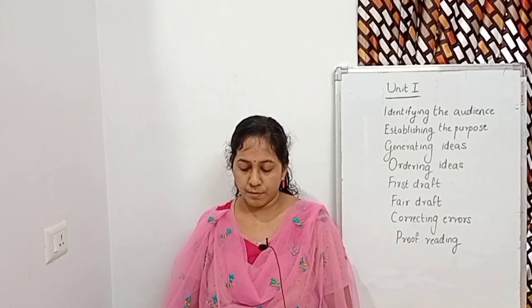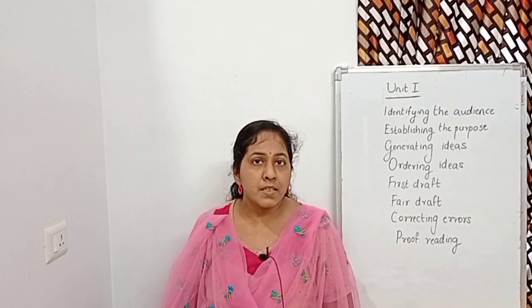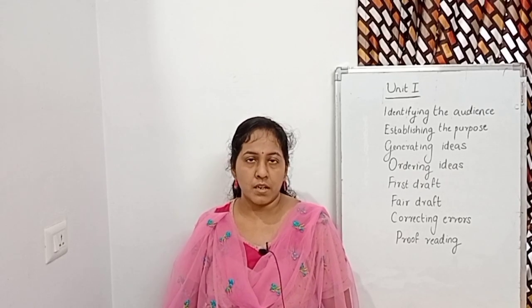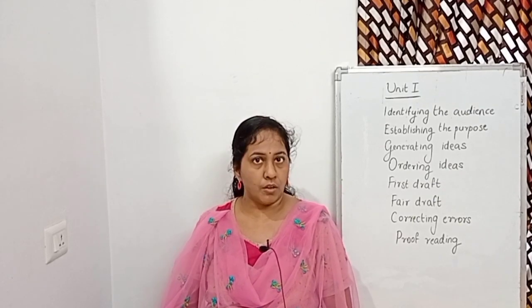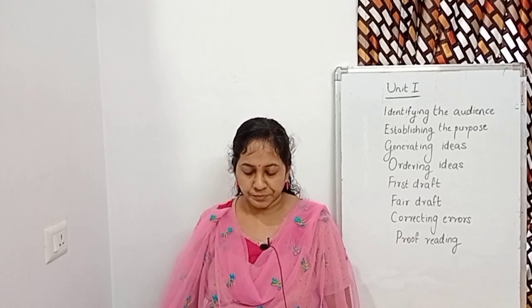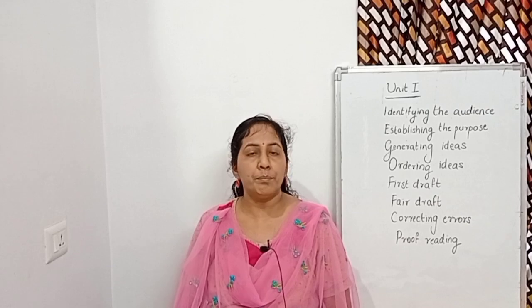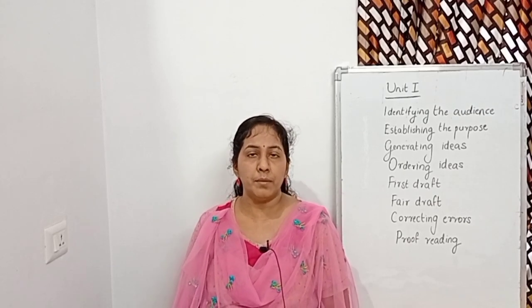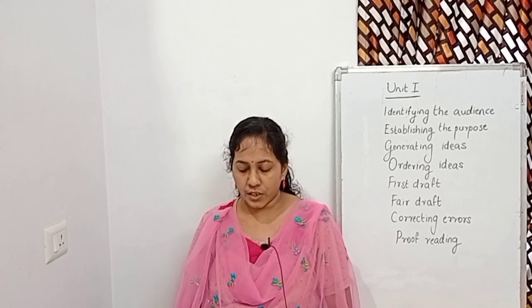Every academic writing has to be completed following a process. Let's see what the steps in that process are. The first one is identifying the audience, who your readers are or who your viewers are, or who is going to read and who is going to make a reading of your work. You have to identify your audience. Second one is establishing the purpose. As I told you before, purpose should be there. Why you are writing this, there will be a purpose behind it. That you should establish. Third one is generating ideas.